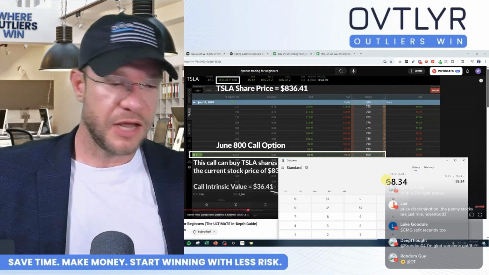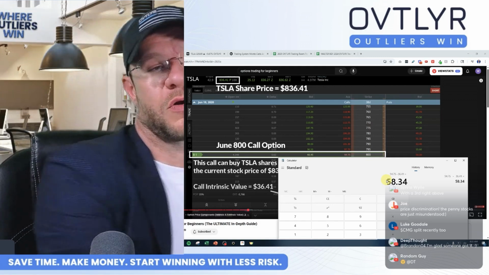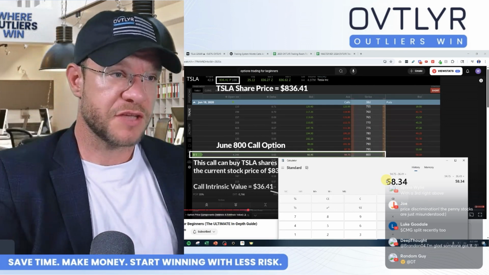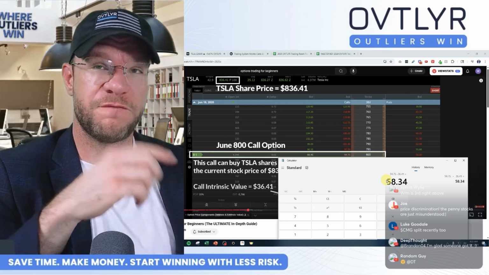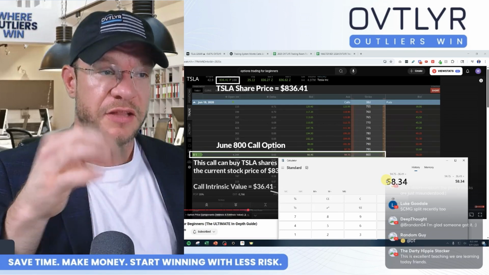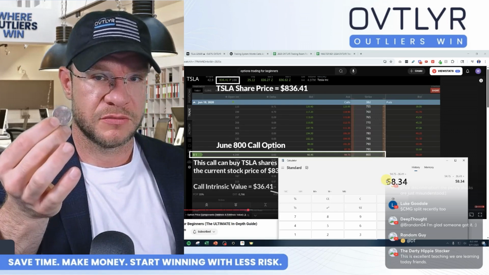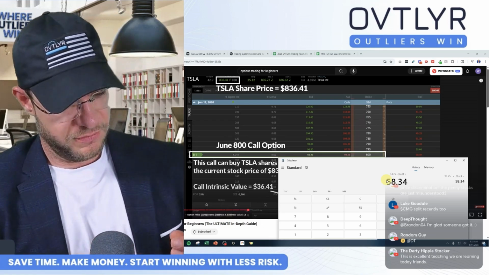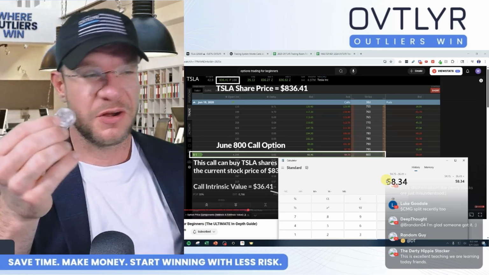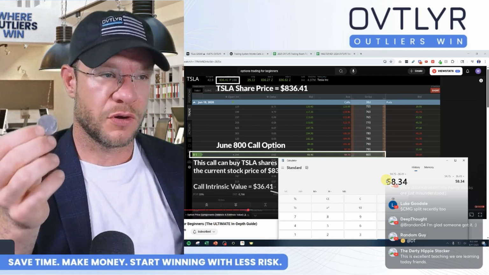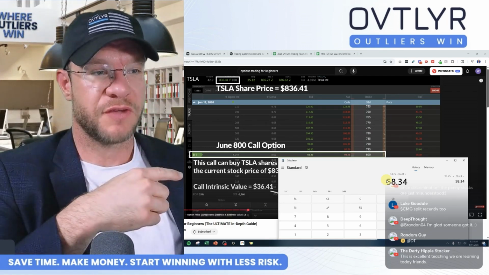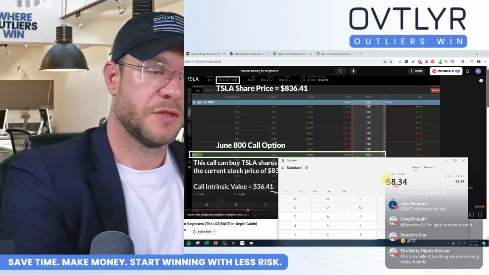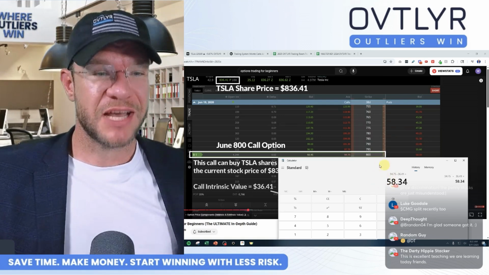I now have a prop that I keep, a quarter on my table here. This quarter will be worth more than the extrinsic value of this option on a one lot. It's $5,834 per one lot. This quarter is worth more than that at expiration. This quarter was manufactured in 1990, this 35-year-old quarter. Isn't that crazy? This 35-year-old quarter is worth more than the extrinsic value of this call option every single time. So you want to minimize that.